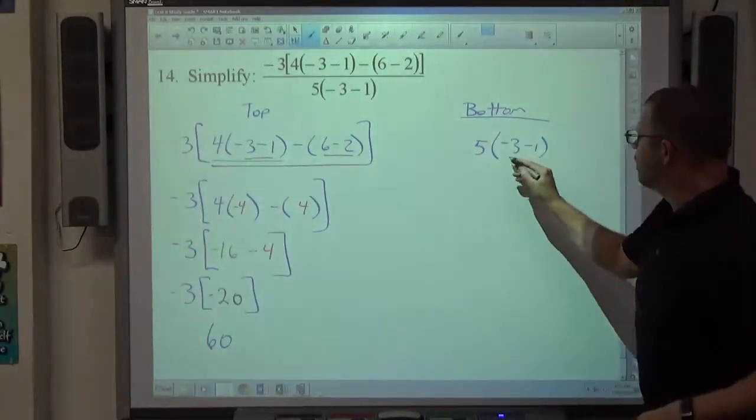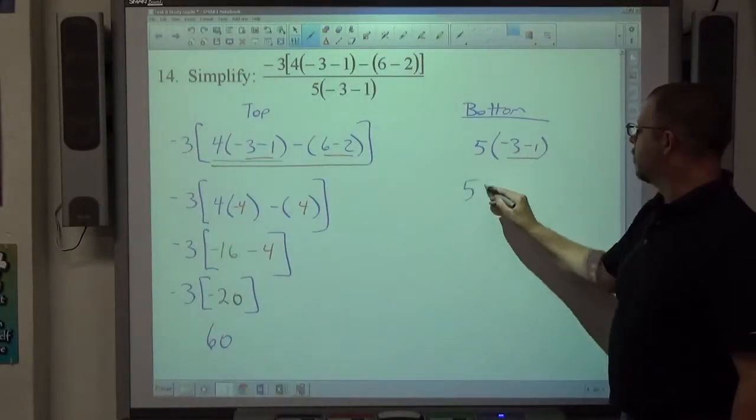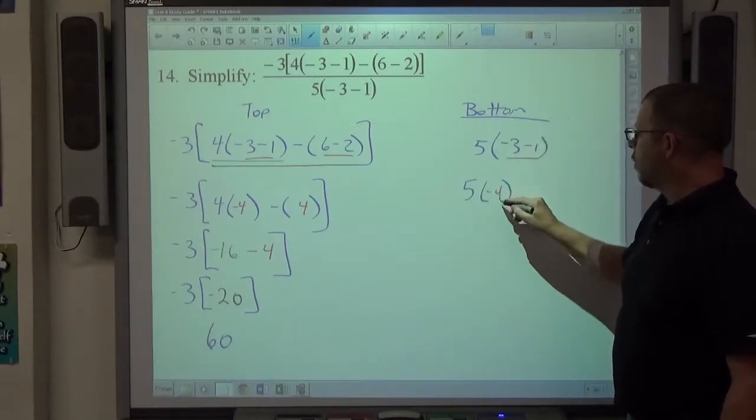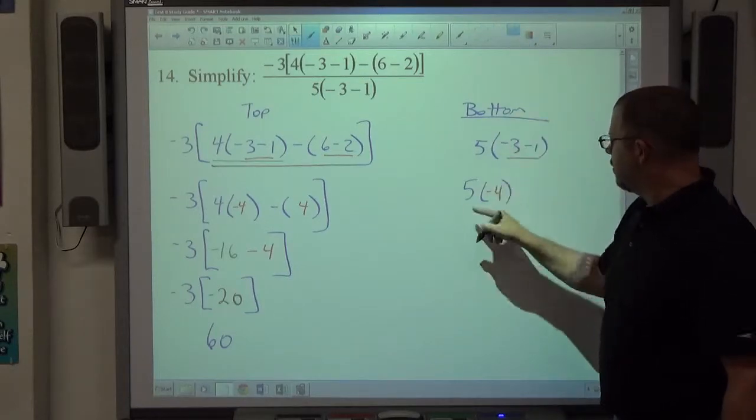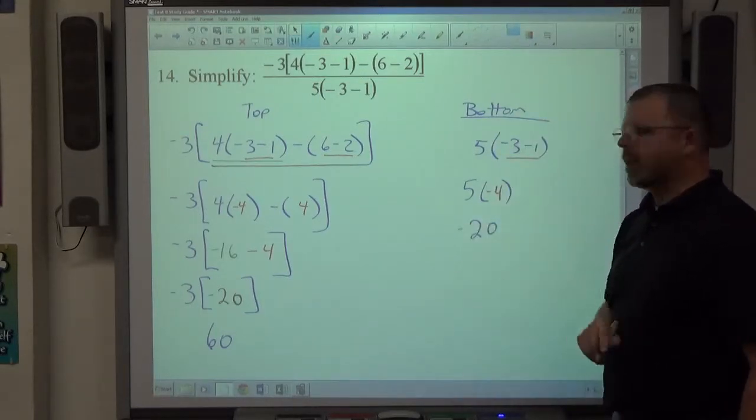The bottom, all I have to do is evaluate this first. That gives me 5 parentheses negative 4. Signs are the same, so I added. 3 is bigger, so it's negative. Then I multiply 5 times 4 is 20. Opposite signs gets me a negative.